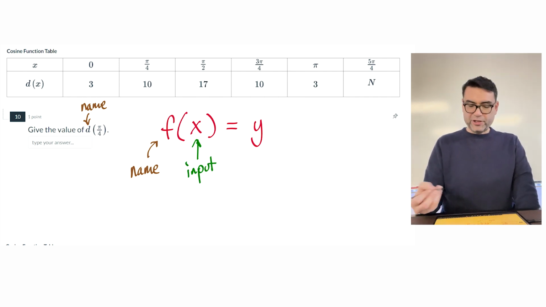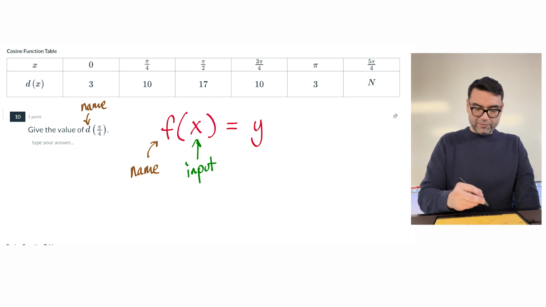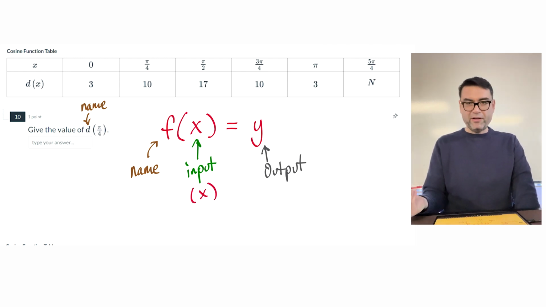Like, what are we plugging into the function? And then y represents what we get back from the function. So y is known as our output. And I named these very specifically: the input is known as the x value on a table, and the output is known as the y value on a table.